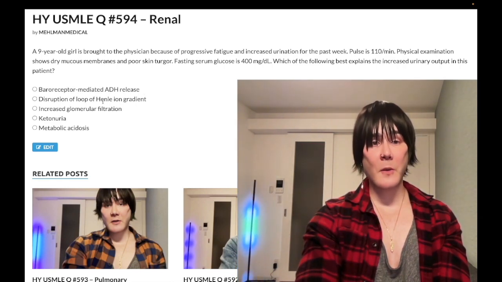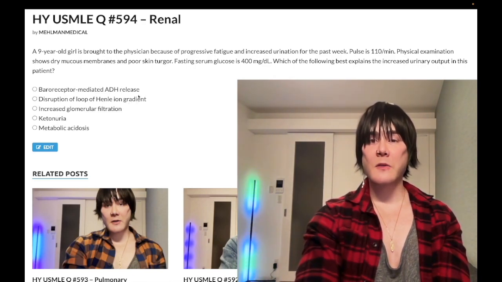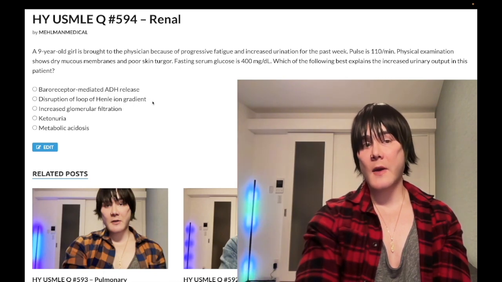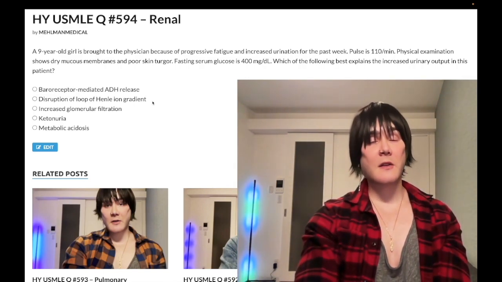Choice B, disruption of loop of Henle ion gradient. Wrong answer. Refers to nothing, okay? It's just a distractor. When students don't know an answer, they choose obscure sounding stuff. You could be aware physiologically that the urine is most concentrated at the trough / nadir of the loop of Henle, and it's most dilute at the top of the thick ascending limb, okay?